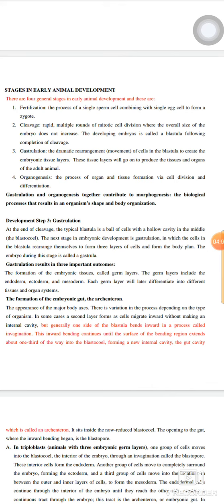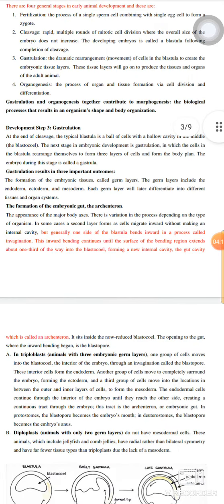I say that gastrulation and organogenesis together contribute to morphogenesis. That's the biological process that results in organ shape and body organization. So, my main aim or my part of this lecture is to talk about gastrulation, which leads to the formation of the germ layers and then the tissue, etc. So at the end of the cleavage, the typical blastula enters into the gastrulation period, and then the rearrangement of the cells in this blastula gives rise to the formation of the germ layers.